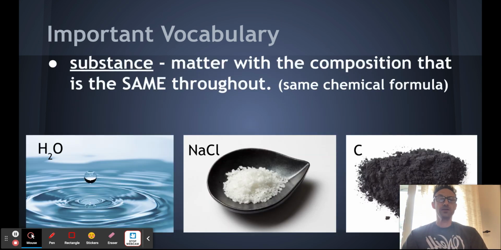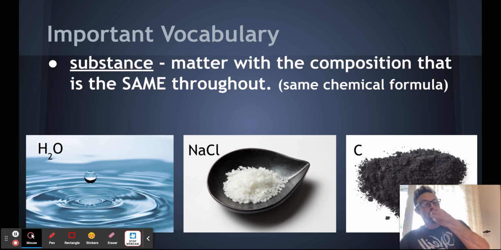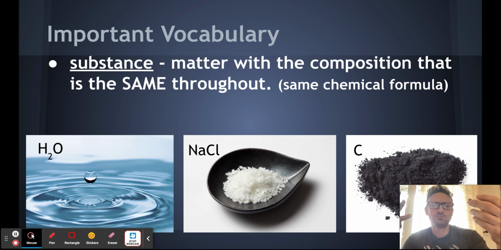All right. Another vocabulary word we talk about is substance. And you've heard this many times before. A substance is matter with the composition that is the same throughout. For example, when I look at this Snickers here, I know that it is not a substance because I got all different kinds of stuff. I got caramel, I got nougat, I got peanuts, I got chocolate. And so this is a mixture.